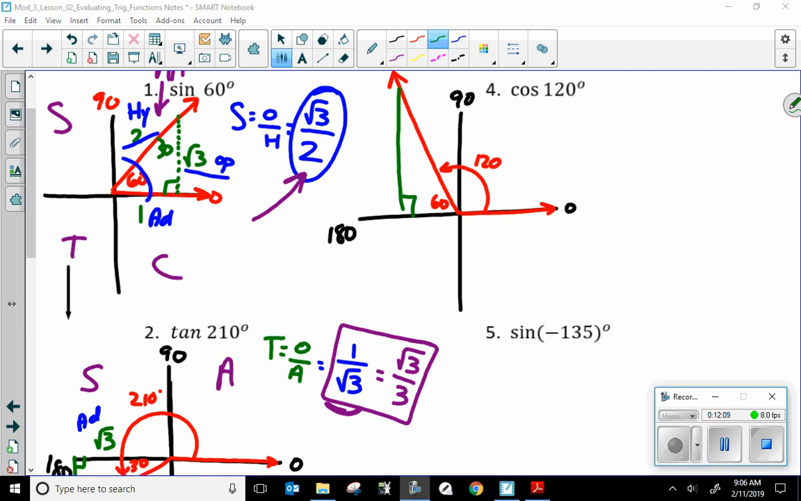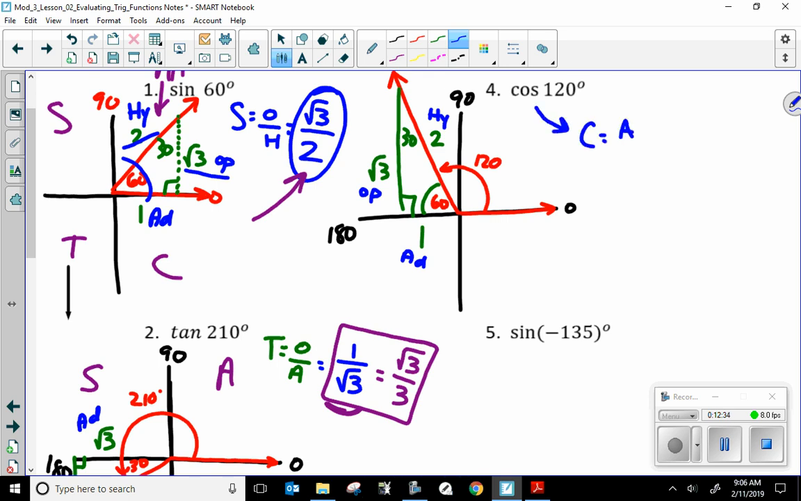Okay, and I know if my reference angle is 60, I have a 30, 60, 90. And I should know the sides of the triangle. 1, radical 3, and 2. All right? And I'm going to label that. Opposite is my radical 3. Adjacent is my 1. Hypotenuse is my 2.